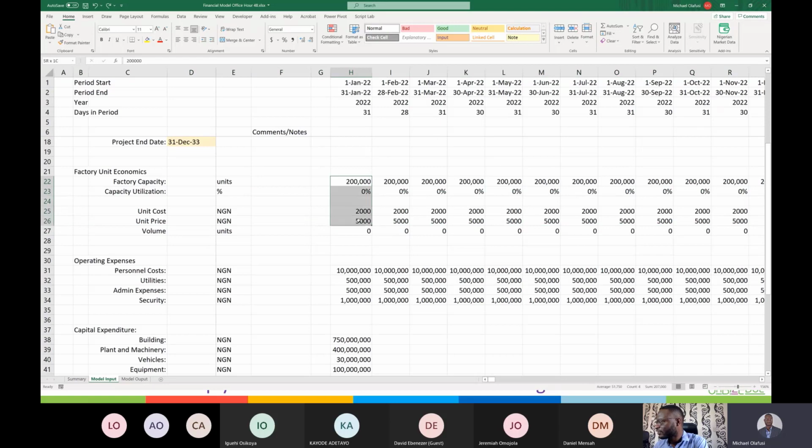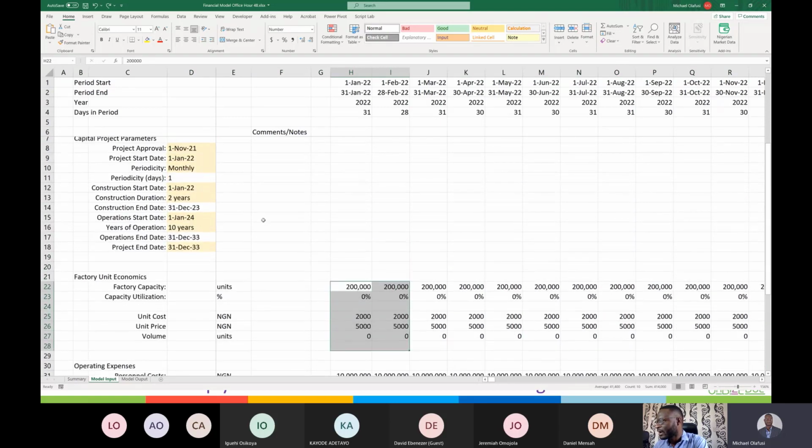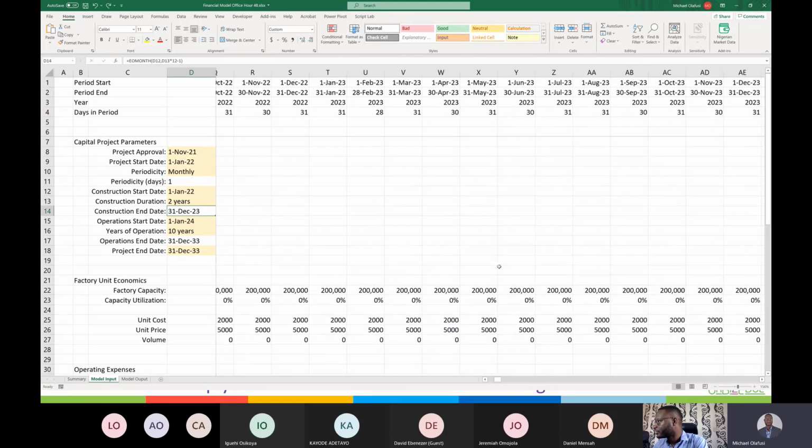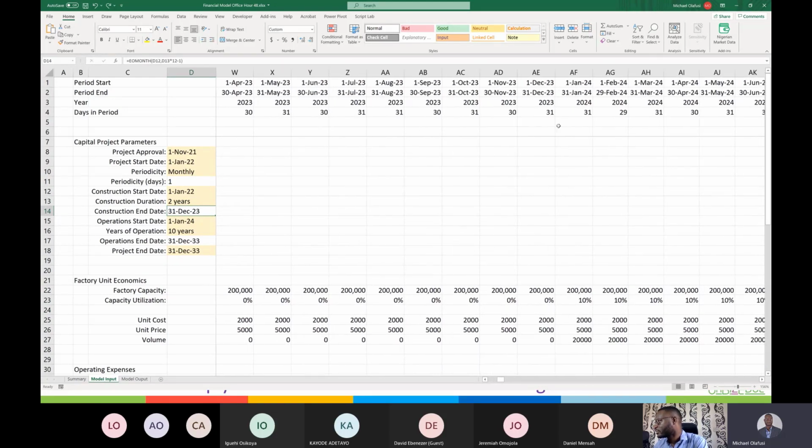So you will notice that for the construction period, we will not be able to produce anything. Construction is going to last 2 years. So up until December 2023, the business is not going to be producing anything because the factory is just being fitted or completed. But then right from 2024, you see that production begins to come online, okay? So then production starts.